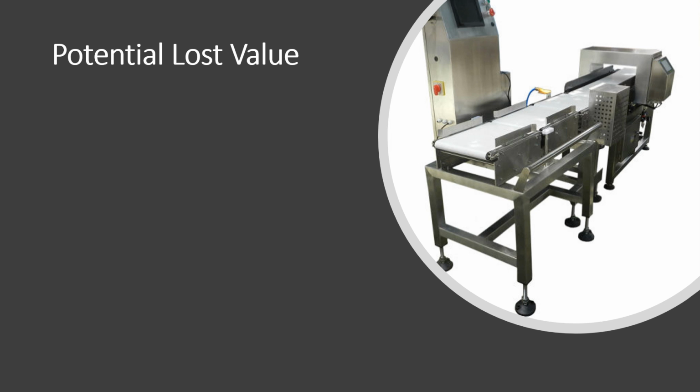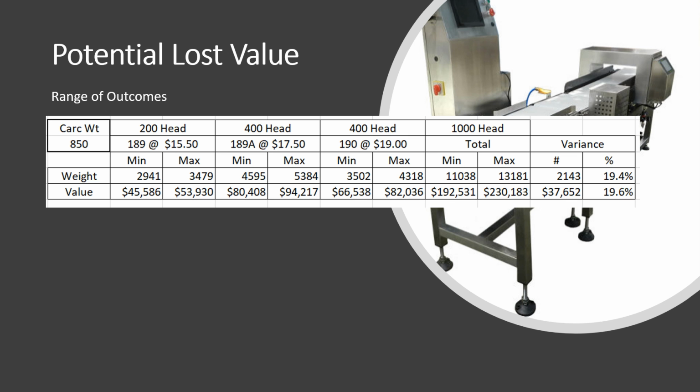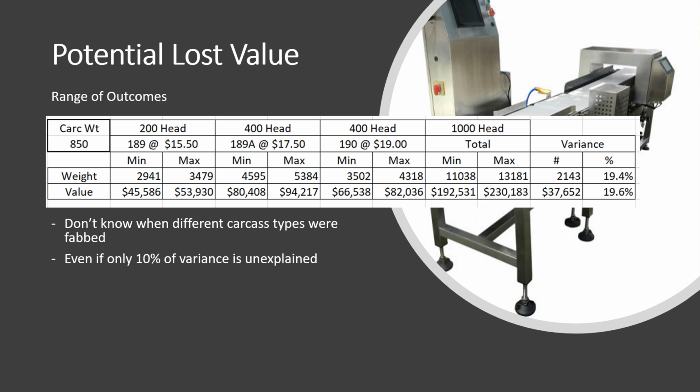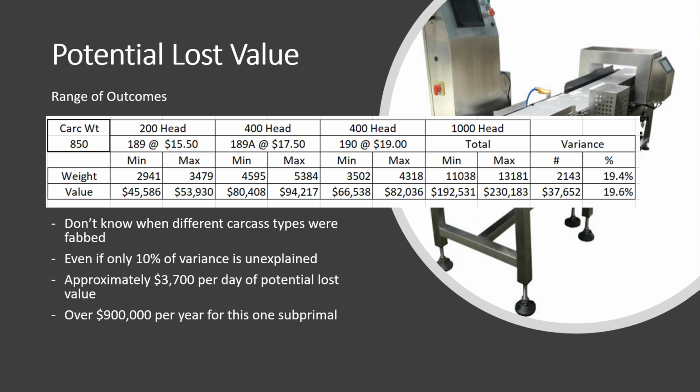Potential loss value. Okay, here's the range of outcomes that we saw on the previous page. If we don't know when different carcass types were fabbed, we just don't know what those weights should have been relative to specific subprimals. Even if only 10% of the variance is unexplained, that's approximately $3,700 per day of potential loss value. That's over $900,000 per year for this one subprimal.